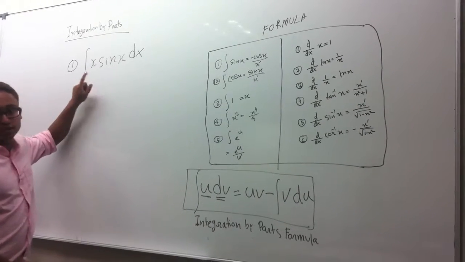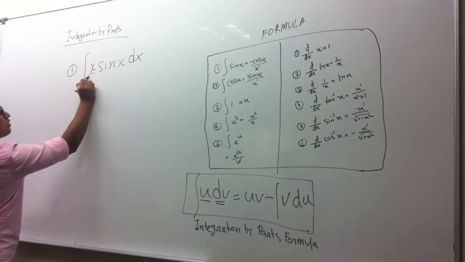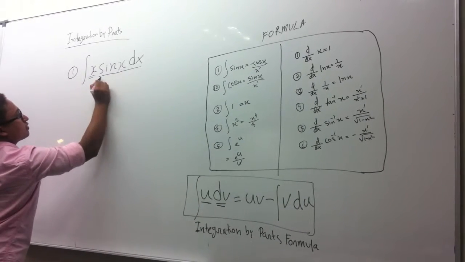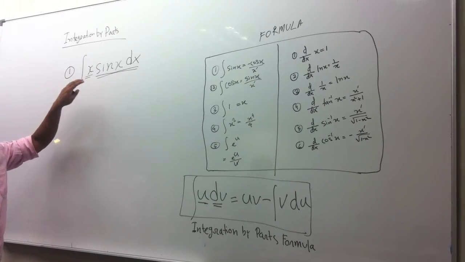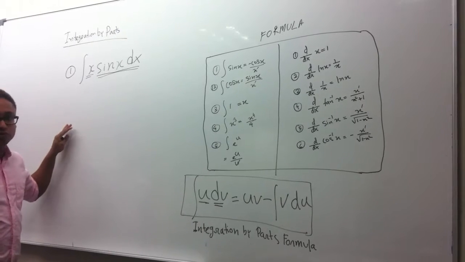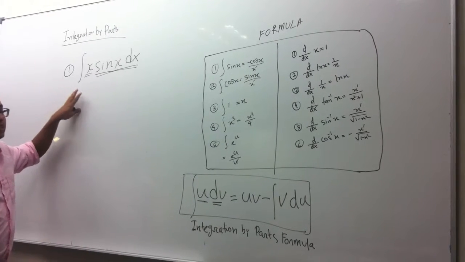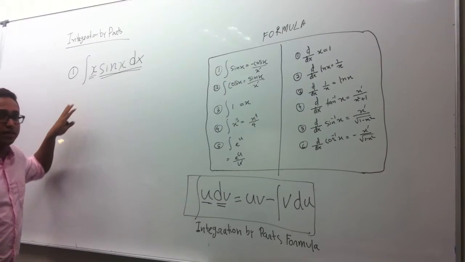So in this equation we have two parts, x and sin x dx. Now we have to think about which one we should take as u and which one we should take as dv. Always take as u the one which is easy to differentiate. That one is easy to differentiate, so we will take this one as our u.